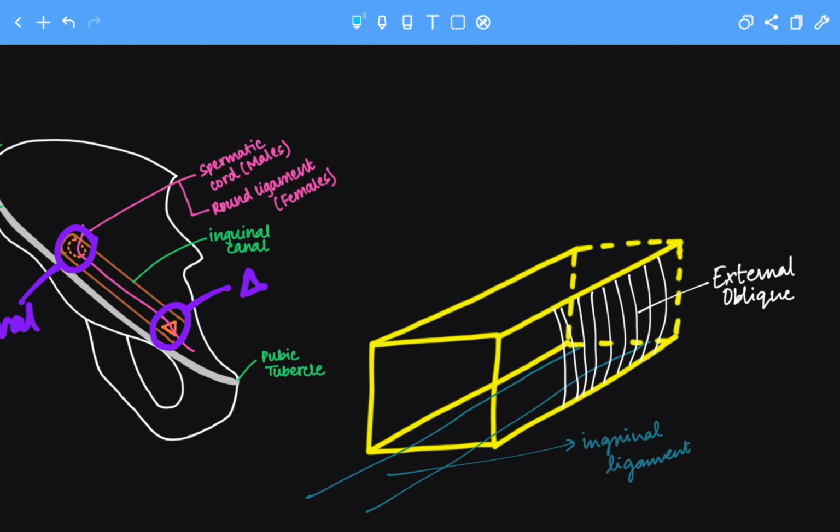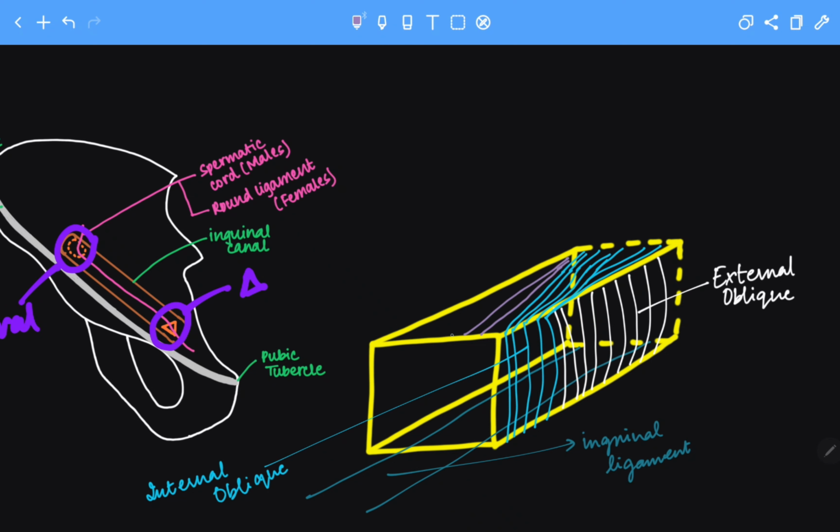Another muscle that's present on the anterior side is going to be the internal oblique muscle. This internal oblique will also cover a part of the superior part of the inguinal canal. Next, we have the transverse abdominis muscle. The transverse abdominis muscle is going to be on the superior surface along with the internal oblique muscle. So here we have the transverse abdominis.